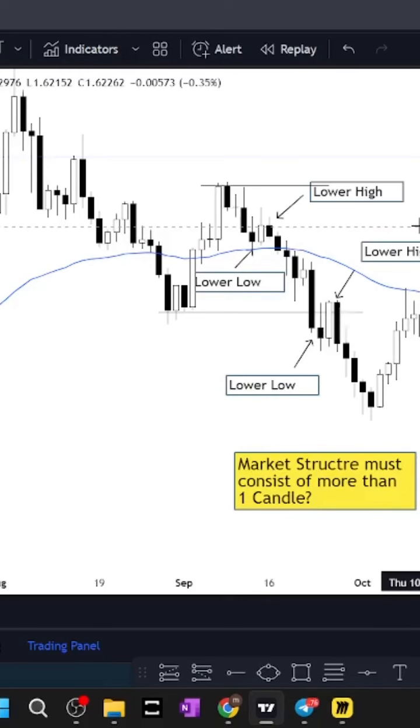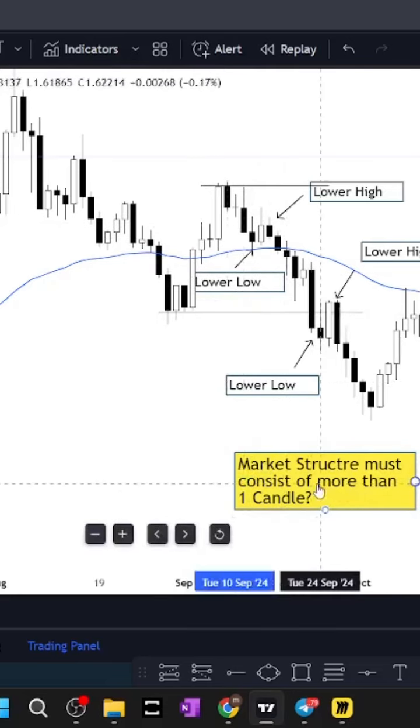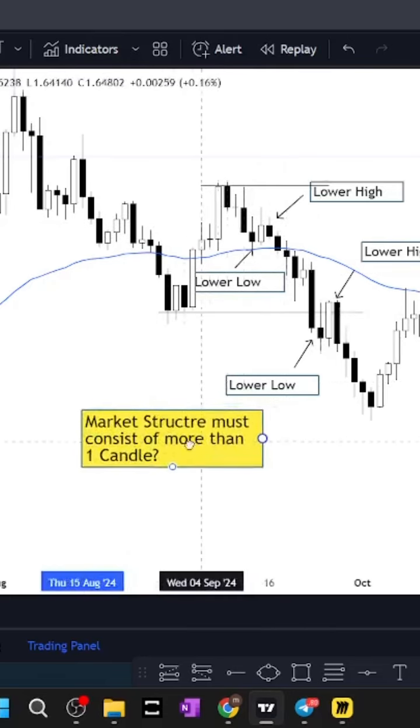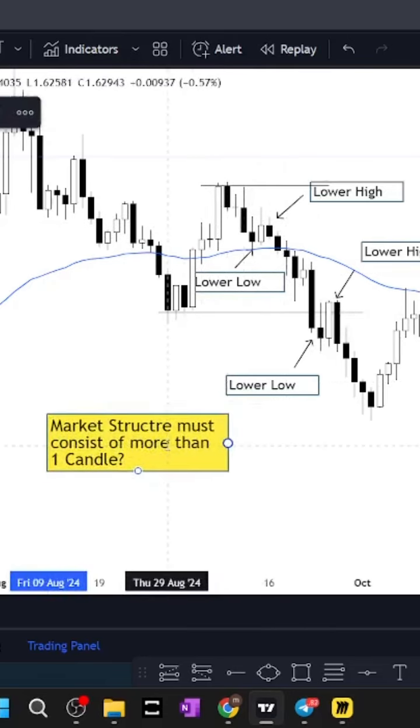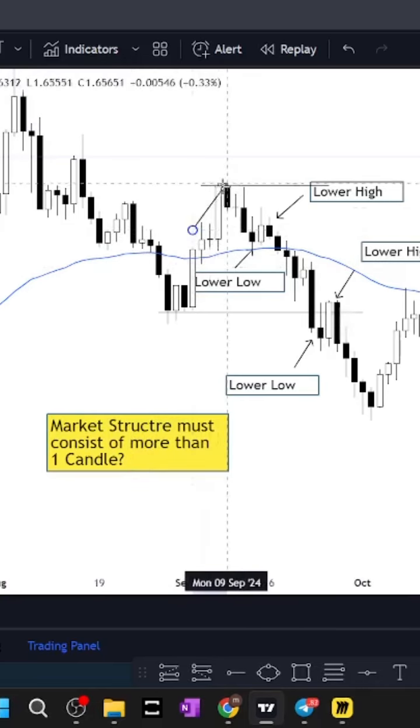This will take no longer than 5 minutes, and at the end of this you should understand market structure much better. So, majority of people, market structure must consist of more than one candle. This is how I define it. One candle in the opposite direction such as that does not define market structure. I must have at least 2 candles to form a swing point or a structure point.